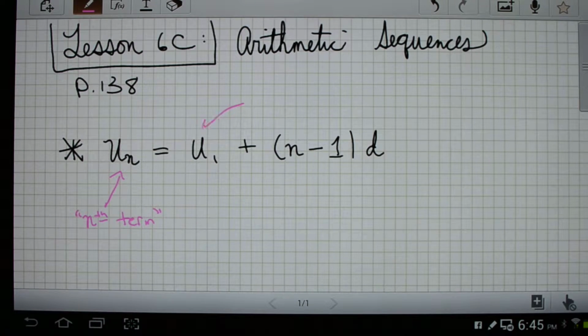This is your first term. n is your term number. And d is your common difference. That is what you are adding each time. If it looks like you are subtracting a number each time, then you're really adding a negative number. So your d would be a negative number. So really with arithmetic sequences, you're adding some number each time. Even if it looks like you're subtracting, you're really still adding.